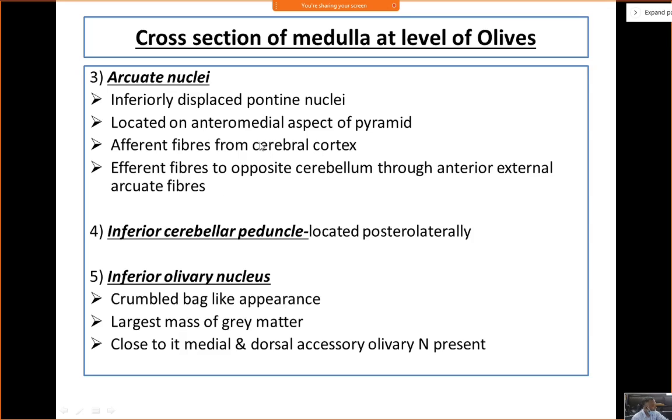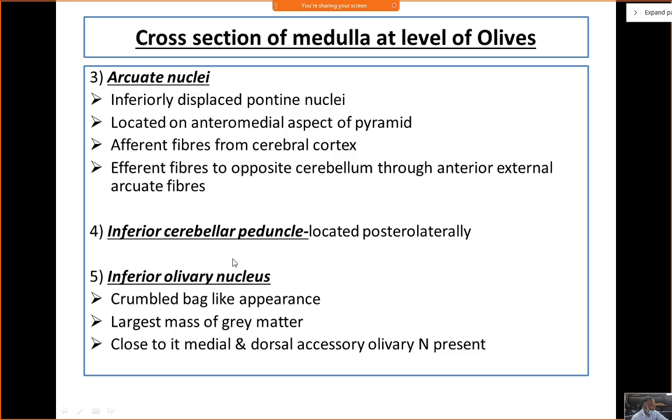Then the fibers coming from the cerebral cortex will go out, that is efferent fibers, to the opposite cerebellum through the anterior external arcuate fibers. So from the arcuate fibers they will go to the opposite side, the cerebellar side, not cerebral, cerebellar. Because the arcuate nucleus fibers are coming from the cerebral cortex. From the right side of the cerebral cortex, fibers will come to the right arcuate nucleus. From the right arcuate nucleus, fibers will go, that is efferent fibers, to the opposite left side cerebellum.